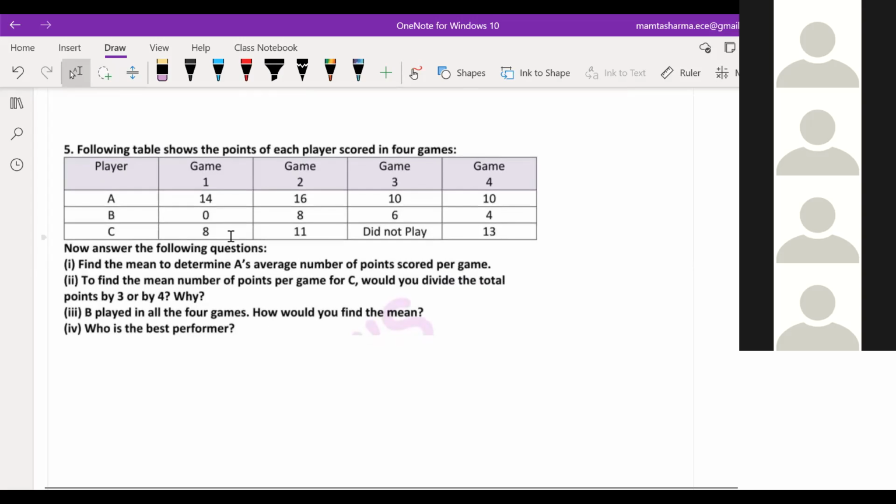Player A, player B, player C, and their scores in games 1, 2, 3, 4 have been given. You have to find the mean to determine A's average number of points scored, B's average, and C's average. Find the average of all persons. Now it is asked to calculate the average of B. Okay, you do it. This is quite tricky.